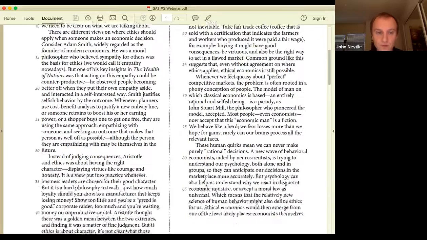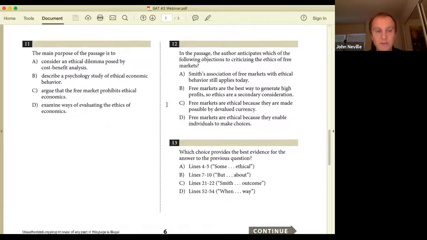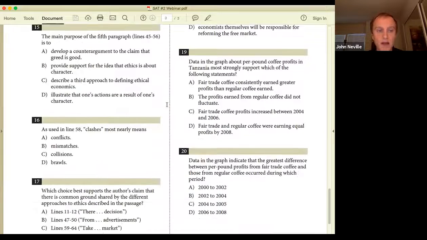Okay. So with that synonym in mind, you go back to the question and say, well, could a disagreement be considered a conflict? Sure. Could it be considered a mismatch? Not really. Could it be considered a collision? Not really. Could it be considered a brawl? Not really. And so that helps us realize that A is indeed the answer.